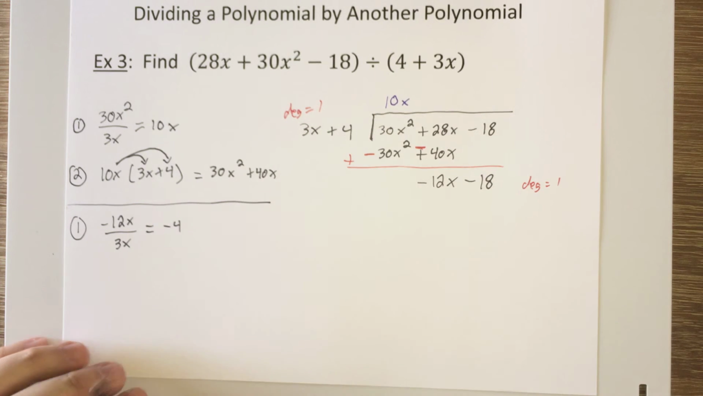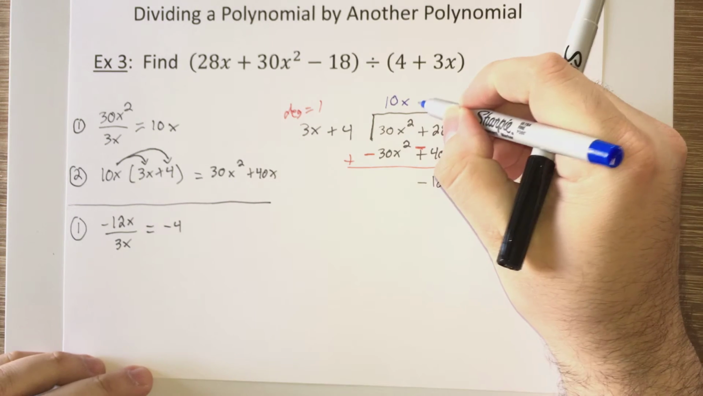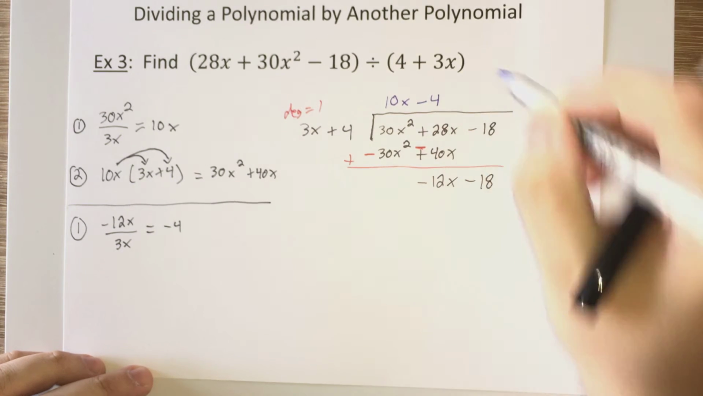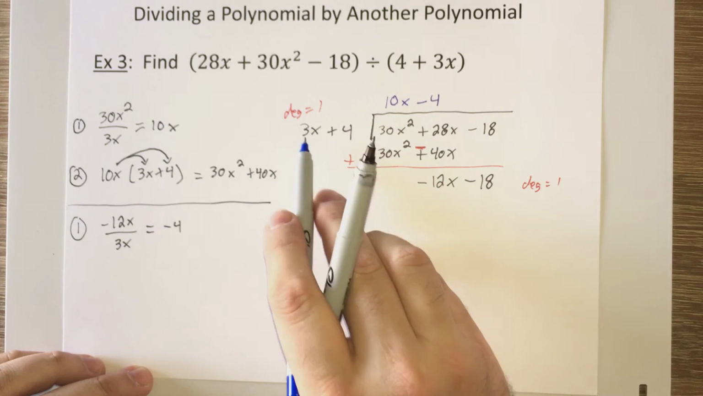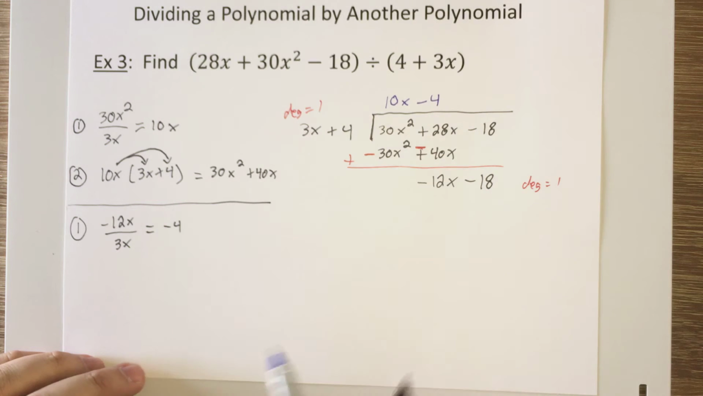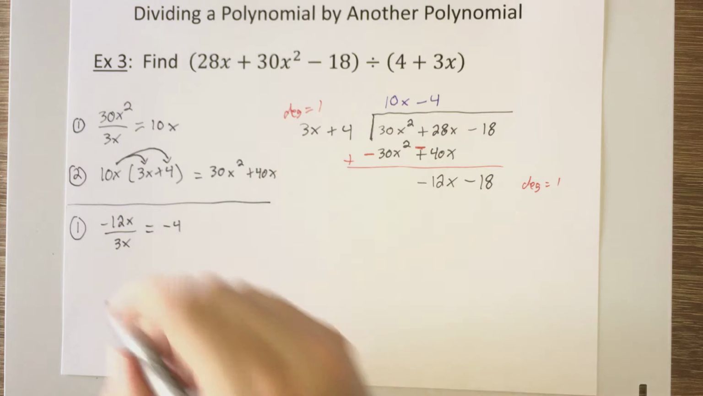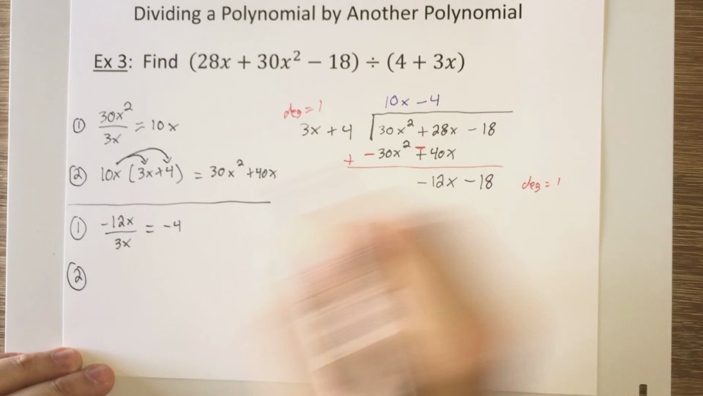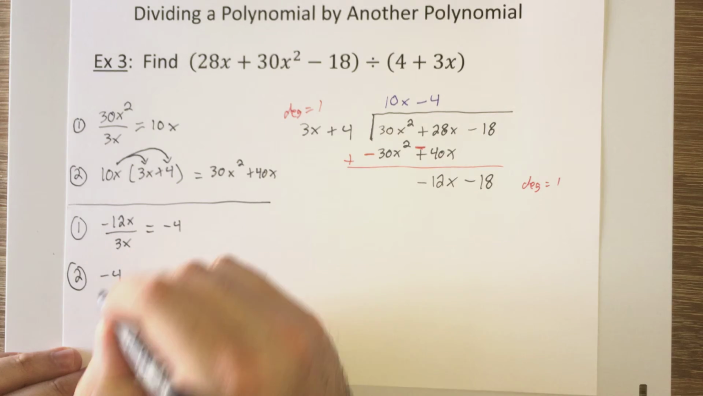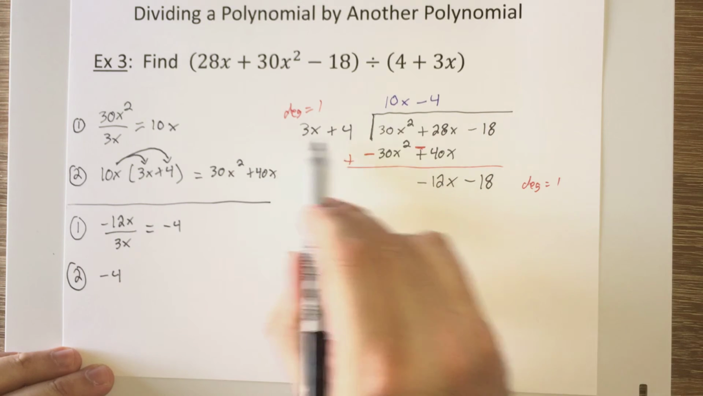And write your answer on top. That's the first step. So let me just recap that part there. You take the left term here, divide by the left term here, get your answer, write it on top. Okay, then the second thing you do in your three-step process is you take the number you just got, the negative 4, and you multiply it by this entire polynomial over here.